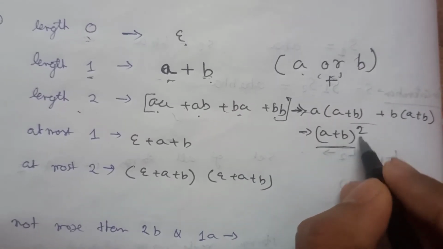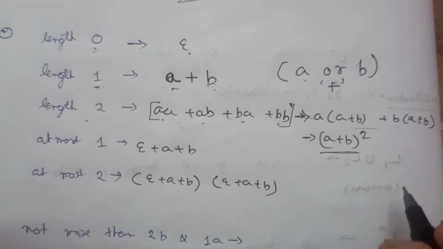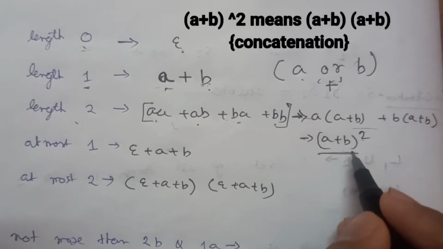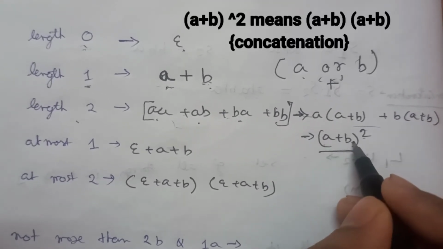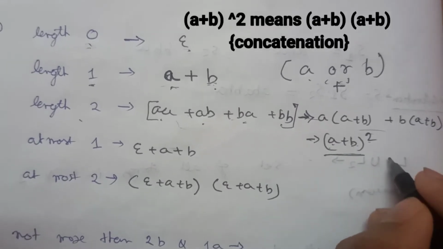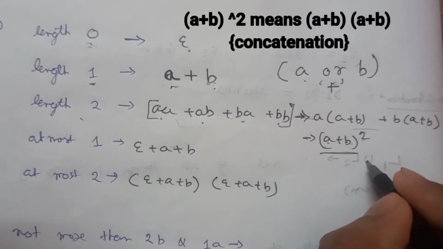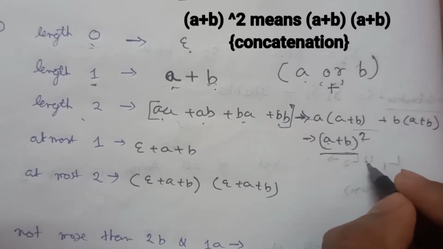Okay, (a+b) whole square. So what do we mean? First see, a+b. So a+b means what? Either a or b. So the first letter can be either a or b, no matter what we take.